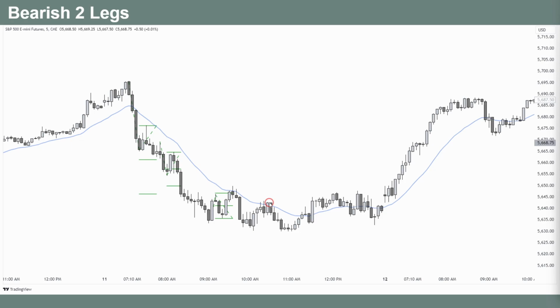Also, with leg 2s, if you bought the high of this, you would get trapped. If you short the low of this, you would get trapped. So it's important to understand when to short a leg 2 move, when to short a leg 1 looking for a leg 2, and when it's a trap.